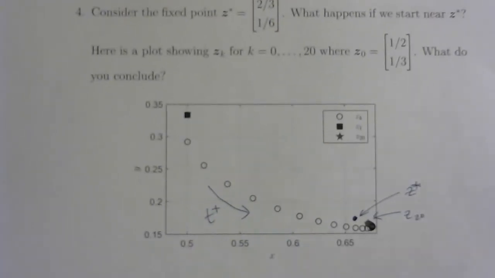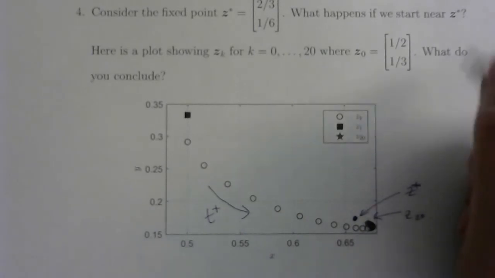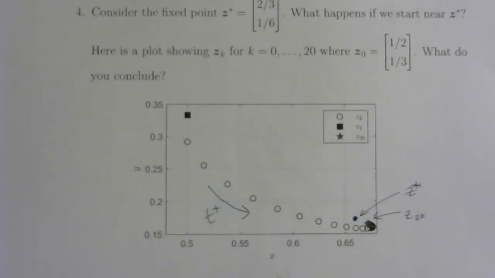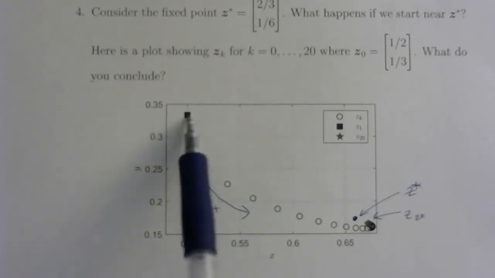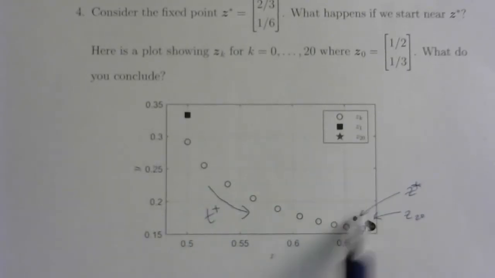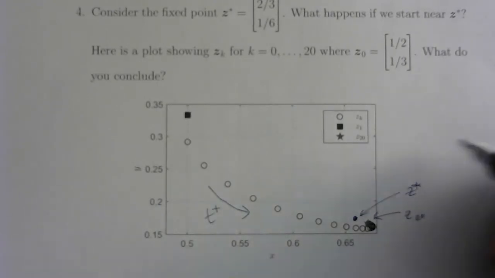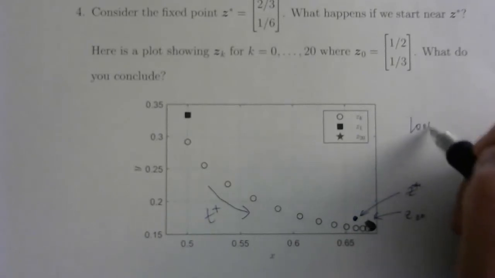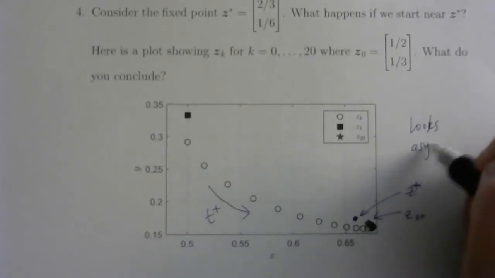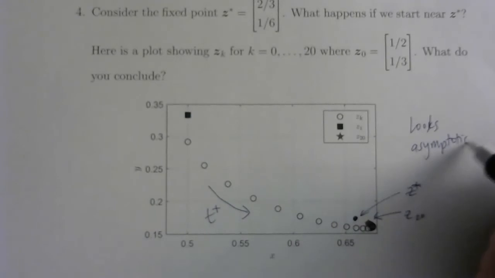This looks asymptotically stable. Maybe I should say, the axes are labeled, but these plots are X versus Y, right? Because I have a 2D state in the system, so I have a 2D initial condition, and then I go forward in time. That's why there's not a time axis on here, so I'm having to draw the little arrow for time. But as I go forward in time, it looks like I'm approaching this fixed point, right? So this looks asymptotically stable.